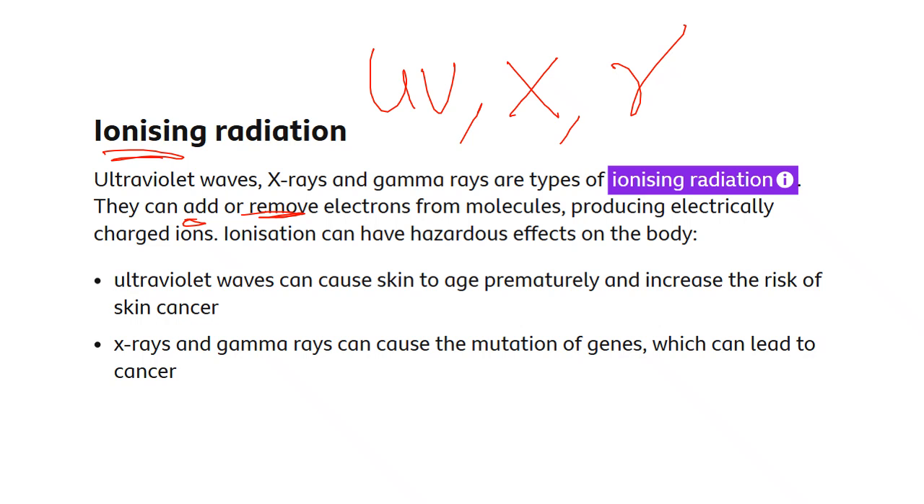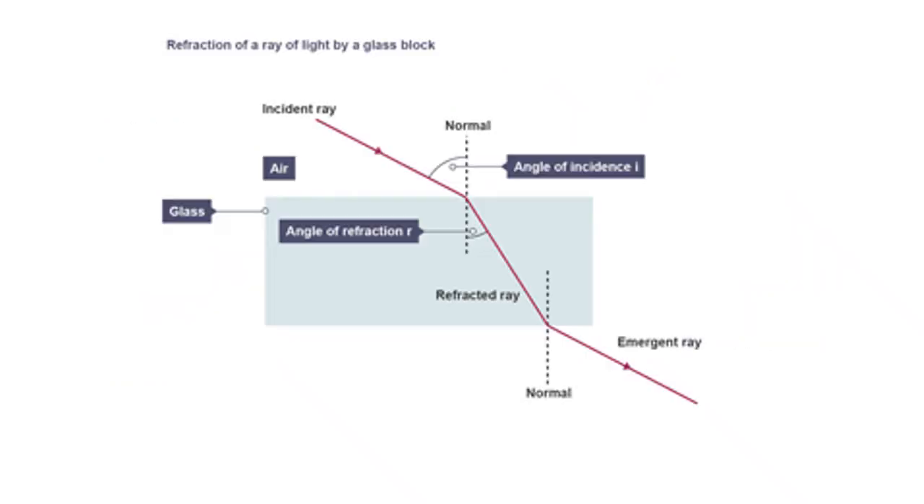UV waves can cause skin to age prematurely and increase the risk of skin cancer. X-rays and gamma rays can cause mutation of genes, which can lead to cancer.